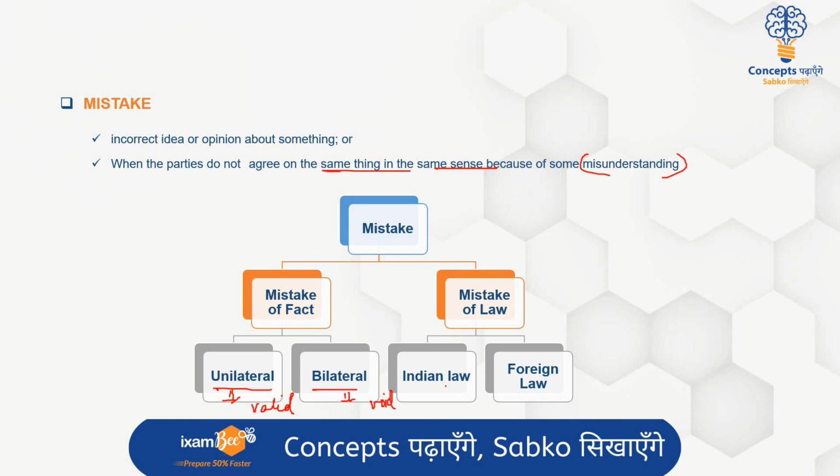When we talk about mistake of law, there is mistake as to Indian law and there is mistake as to foreign law. Mistake as to Indian law is not considered to be a ground for voidability, and mistake of law as to foreign law is the same as mistake of fact. Now mistake of law is not excused. So ignorance of law excuses basically no one, and there is a maxim with respect to that, which is ignorantia juris non excusat. And with respect to mistake of fact, ignorance of fact is an excuse, and that is termed as ignorantia facti excusat.